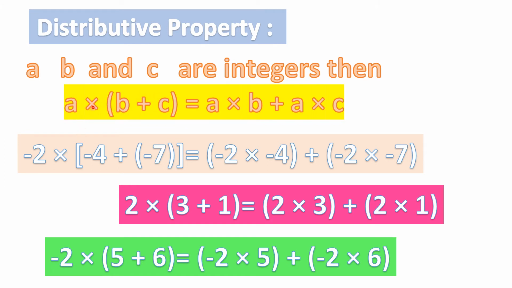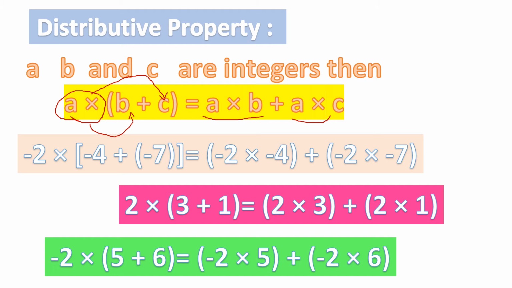Look here. A into B plus C is A into B plus A into C. This is a formula. So how do I get this formula? First I gave A into B. So I got A into B. Then I gave A into C. So what did I get here? A into C. First I gave A into B, then I got A into B. Then I gave A into C, then I got A into C.